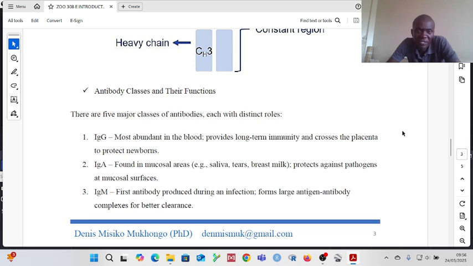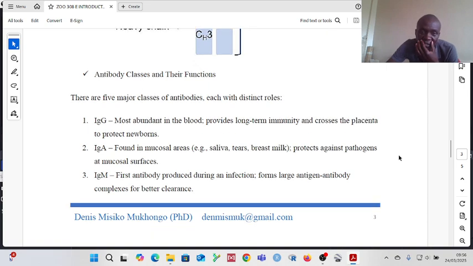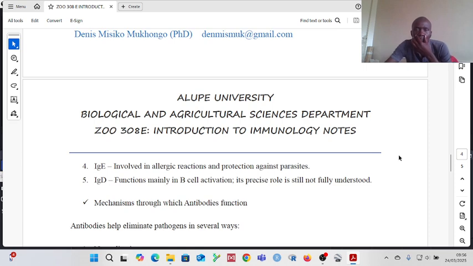Immunoglobulin M, abbreviated as IgM, is the first antibody that is produced during an infection. So it's the first to reach a site of infection before other antibodies can be mobilized. Immunoglobulin E is what is responsible largely for allergies. It's responsible for allergic reactions, and it provides protection against parasitic infections.